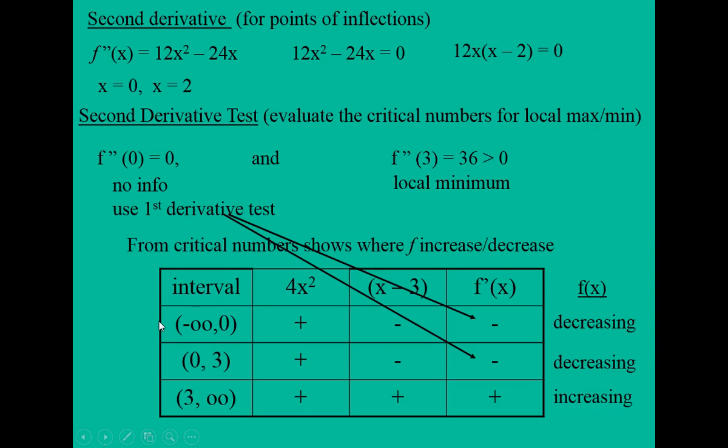Now at 3, see the interval from 0 to 3 and then 3 to infinity. So we're looking at the value 3. It is decreasing on the interval 0 to 3, but then increasing. So if you think about a function decreasing, then it changes to increasing, we should have a local minimum. And that is confirmed with our second derivative test.